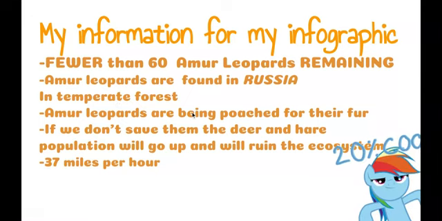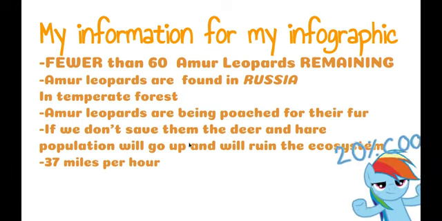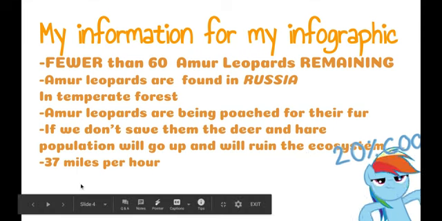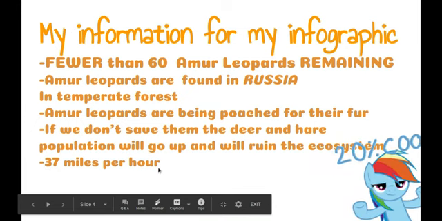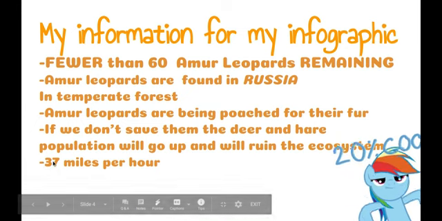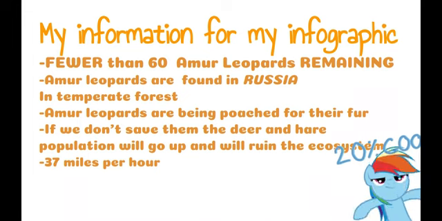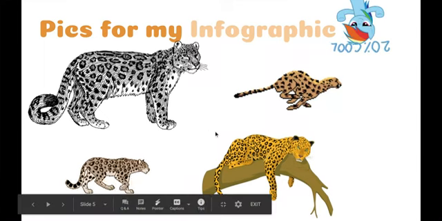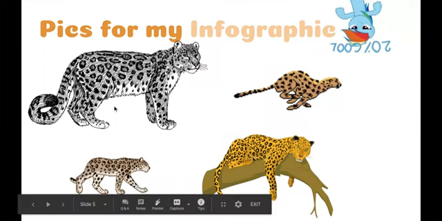Anyways, let's continue. Amur leopards are being poached for their fur. If we don't save them, the deer and hare population will go up and will ruin the ecosystem. And I only wrote 37 miles per hour. I will change the sentence. I wrote that because I was quickly going through and I really wanted to get to this video. So yeah.